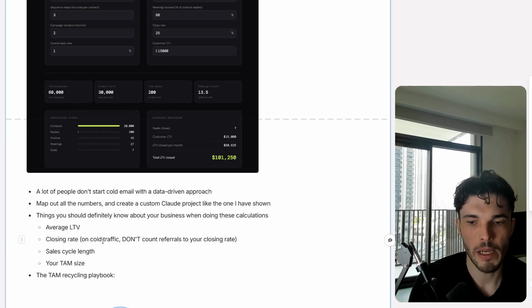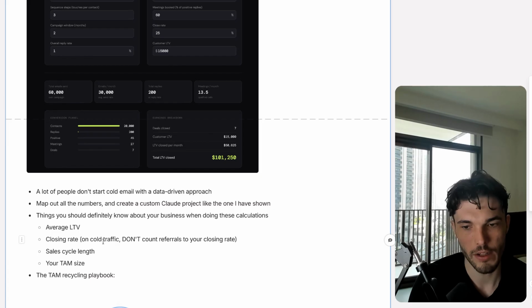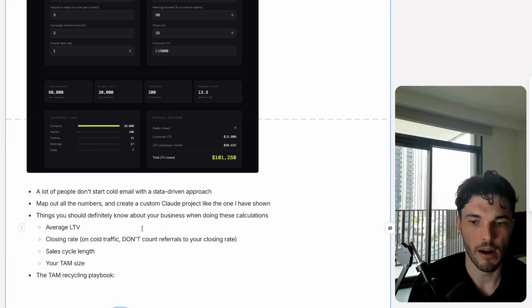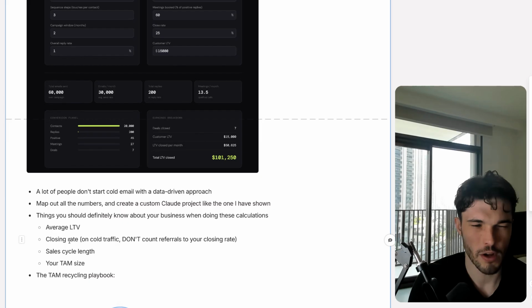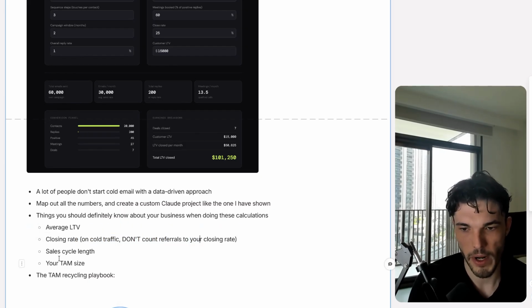Way too often, I see people taking their closing rate from referrals and inbounds, and extrapolating that to their cold traffic closing rate, which is a big fallacy. You don't want to do that. It's very different to close cold traffic. If you've never closed cold traffic before, then obviously it's hard to predict this. Maybe, to be super conservative, put maybe 10 or 15% or something. But that's just what I'd say regarding the closing rate here.